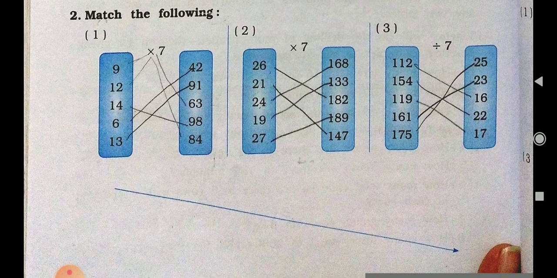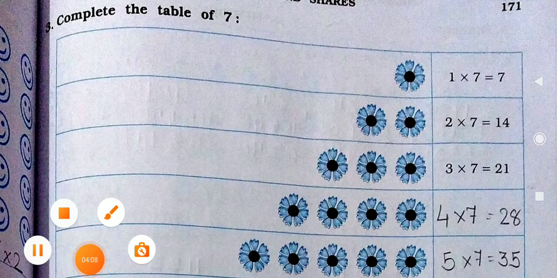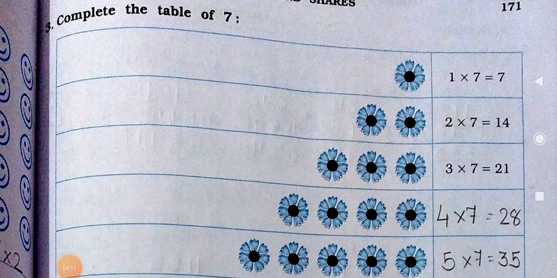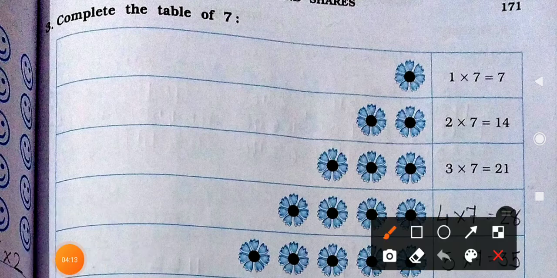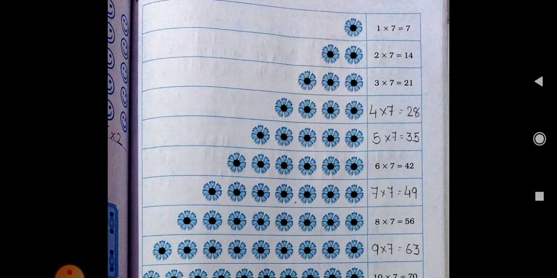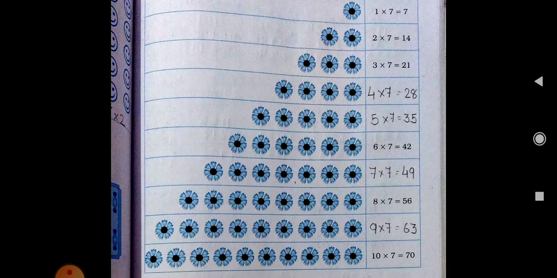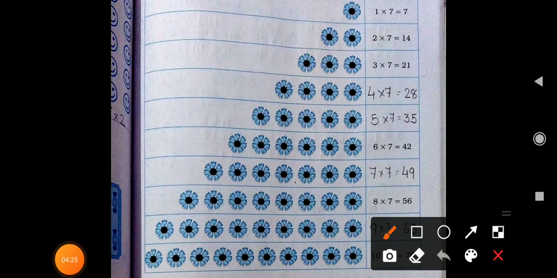Now see the next one. Question number 3. Complete the following tables of 7. Here is just given the 7 table. So how it's written, let's see it first. Here is 7, 1 flower. So 7 ones are 7. 2 flowers. So 7 twos are 14. 3 flowers. 7 threes are 21. Here are 4 flowers.